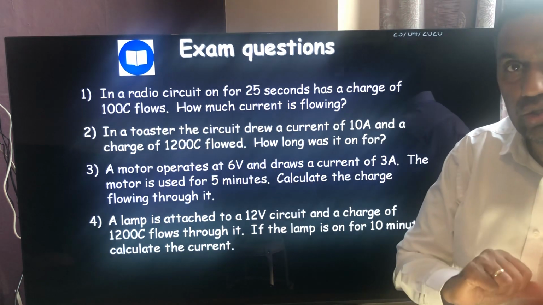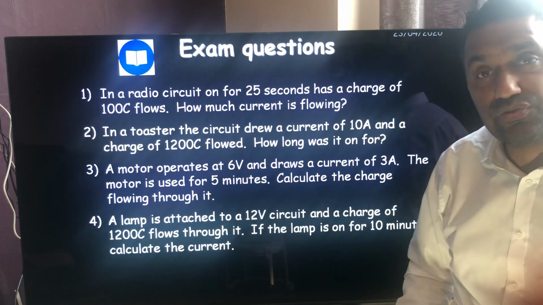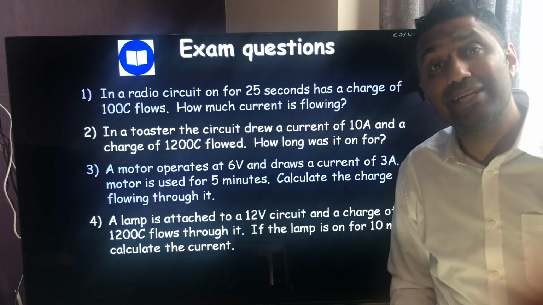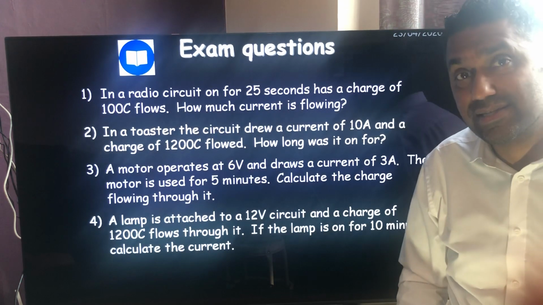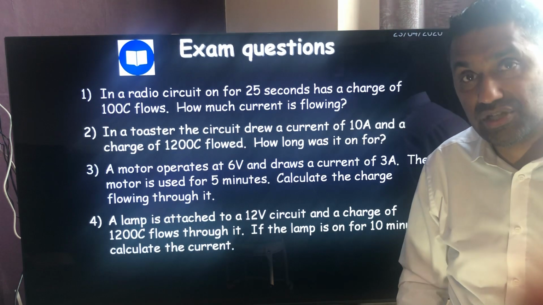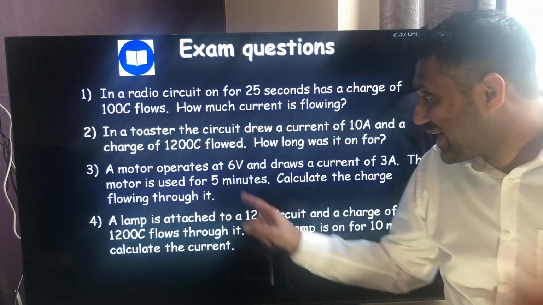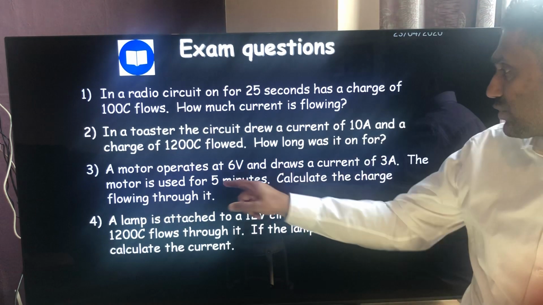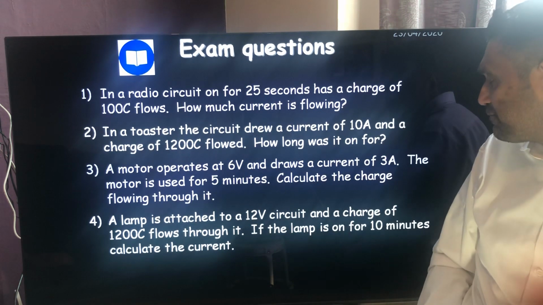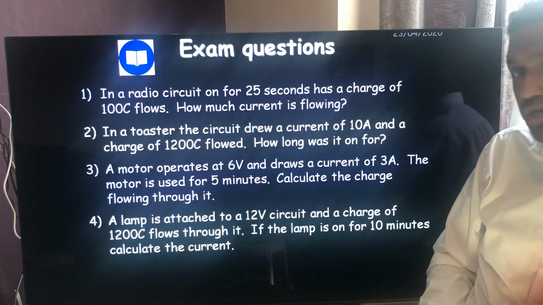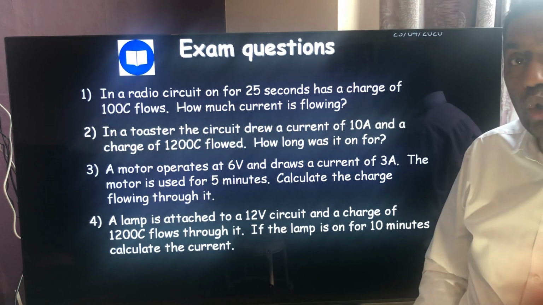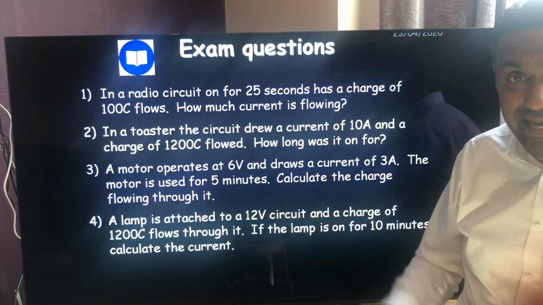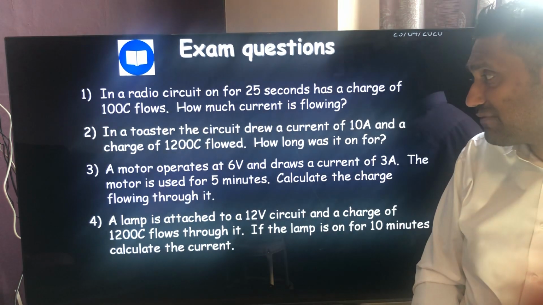Am I right? No, because I'm not going to use 5. I need to convert the 5 minutes into seconds. Time has to be in seconds. So 5 minutes needs to be 5 times 60, which is 300 seconds. So that's 300 seconds, and the current is 3 amps. So 3 times 300. The answer to question 3 is 900, what? 900 coulombs. Charge is measured in coulombs, so you need a capital C next to that. Capital C for coulombs.